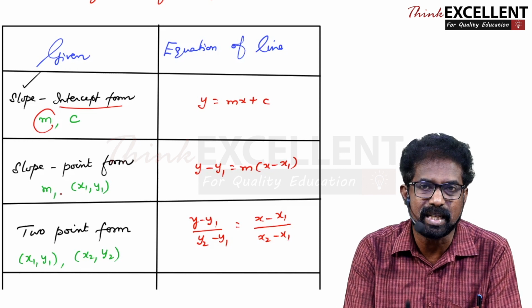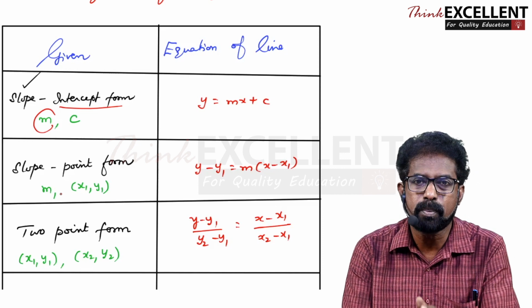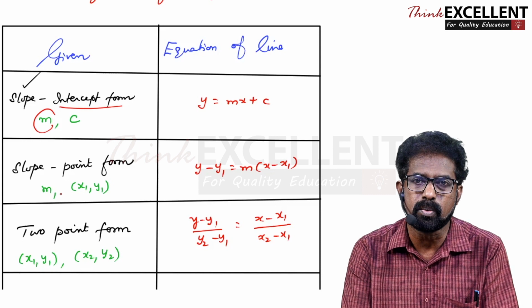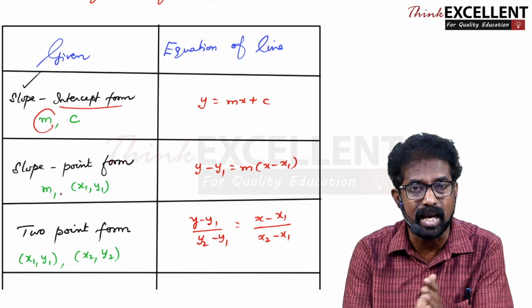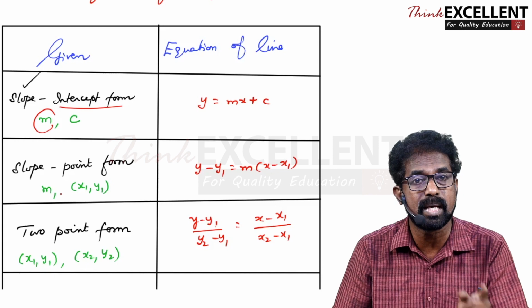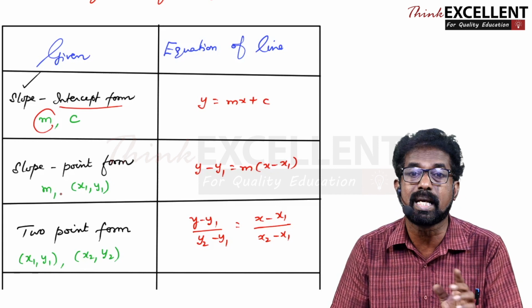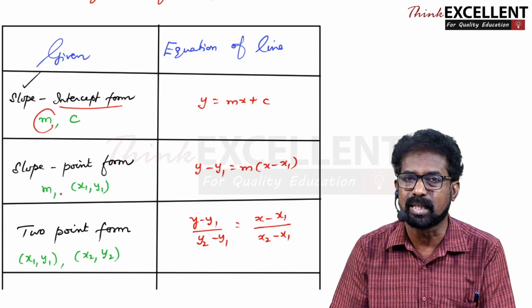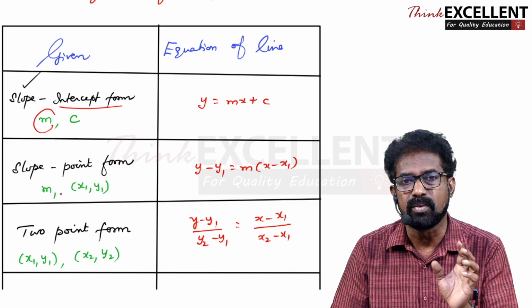See the question very carefully, what they asked. If they ask for slope, use that formula, y2 minus y1 by x2 minus x1. If they ask for the equation of a line, this is the formula you have to use: y minus y1 by y2 minus y1 equal to x minus x1 by x2 minus x1. So this is the third case, if two points are given.